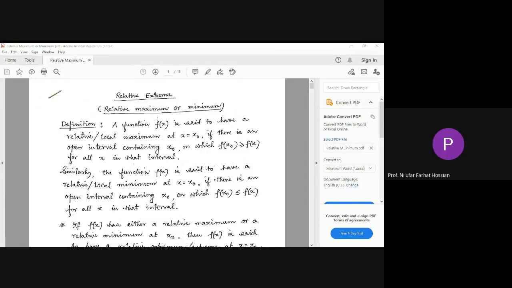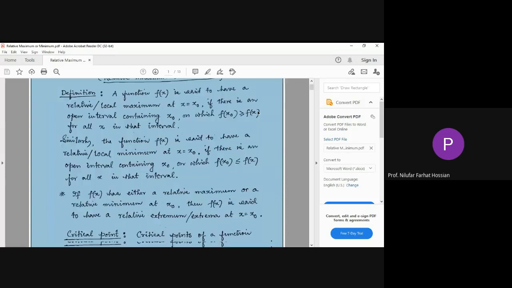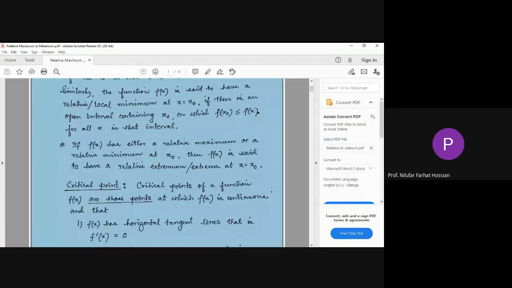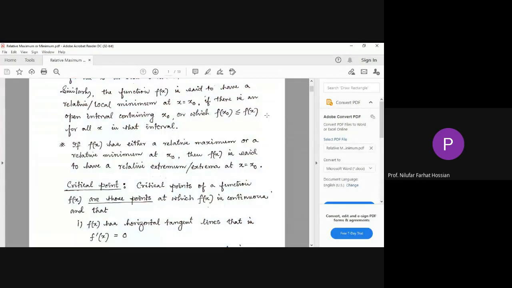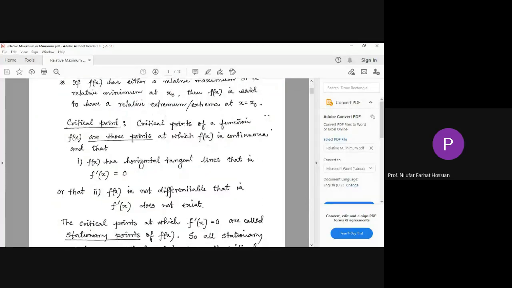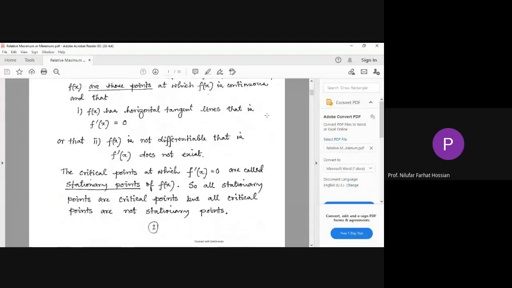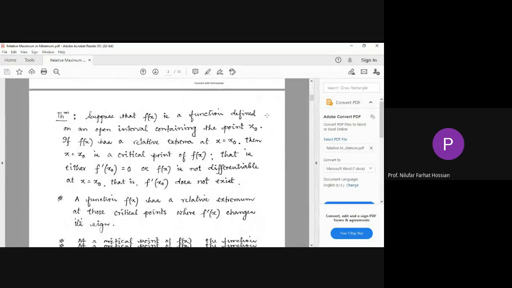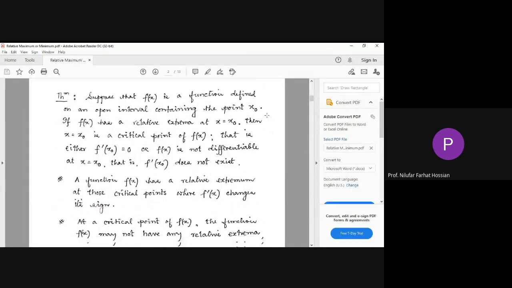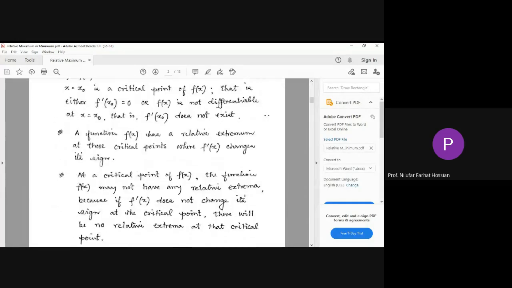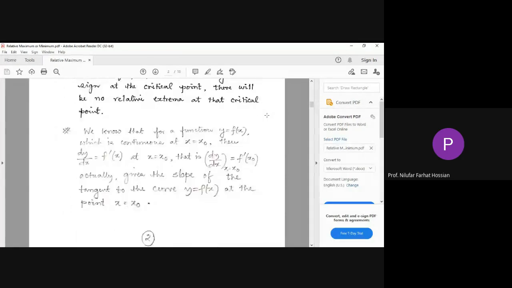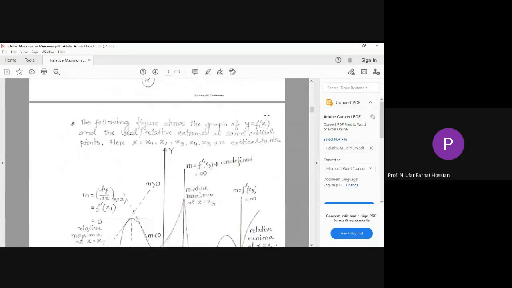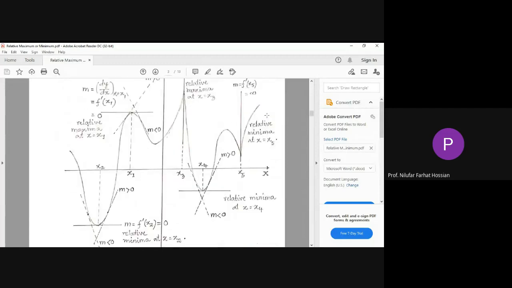So we started relative maximum or minimum in our last class. And we have gone through these definitions: definition of relative maximum and minimum, then critical point, then stationary points. Then we have gone through two theorems, and then the first derivative test to determine whether there is a maximum or minimum at a critical point.